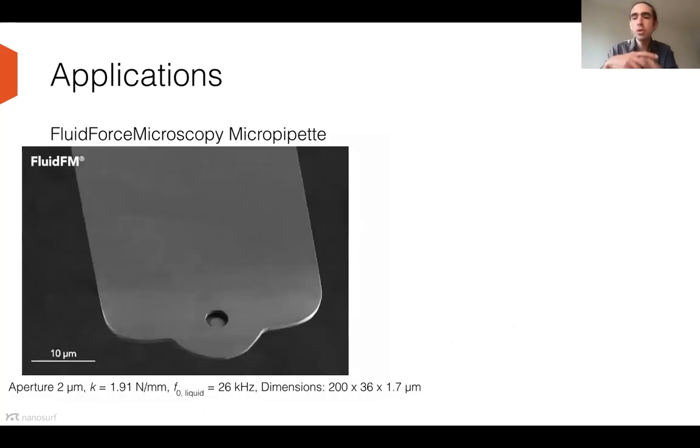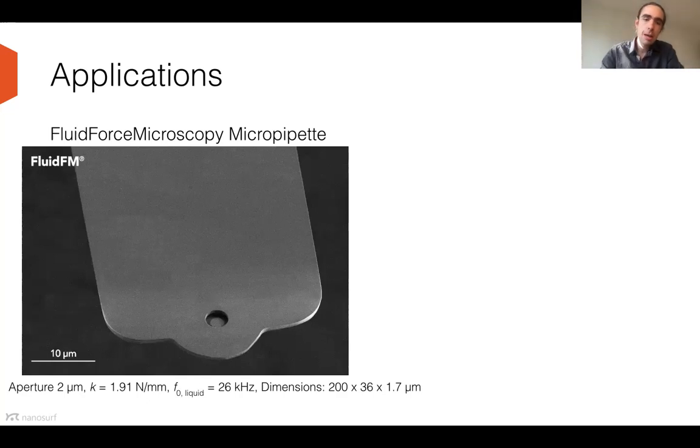Now, the examples I've shown you so far have been relying on attaching or gluing the cell to the cantilever. Sometimes it's the same glue that the cells would use inside the body to attach to the tissue, that would be the extracellular matrix proteins. But we can do it differently.